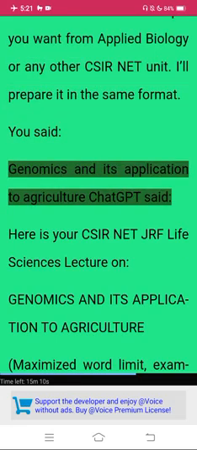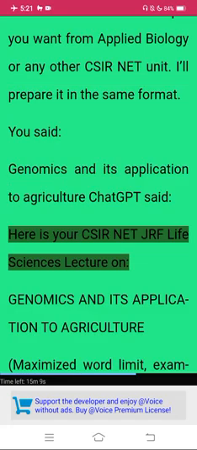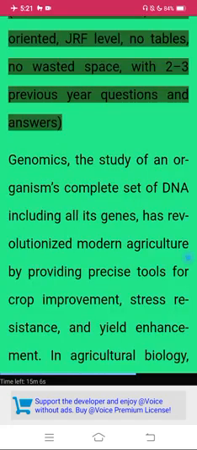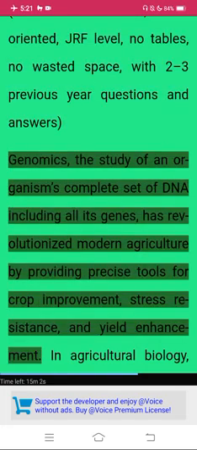Genomics and its application to agriculture. Here is your CSIR-NET JRF Life Sciences lecture on genomics and its application to agriculture. Maximize word limit. Exam-oriented. JRF level. No tables. No wasted space. With 2 to 3 previous year questions and answers.